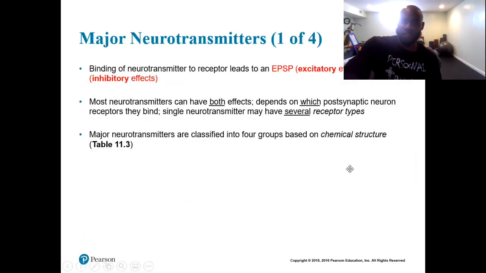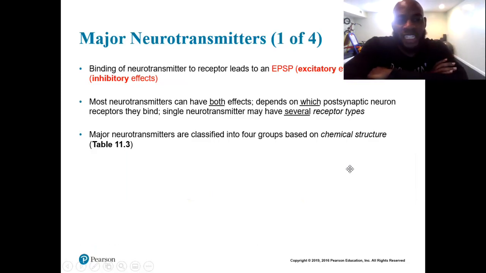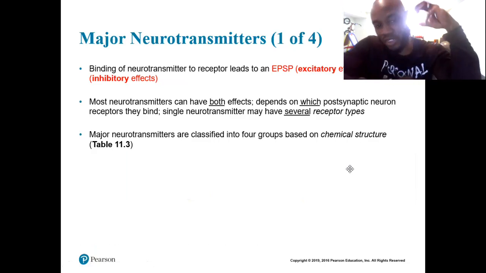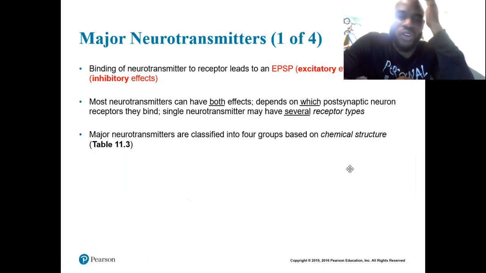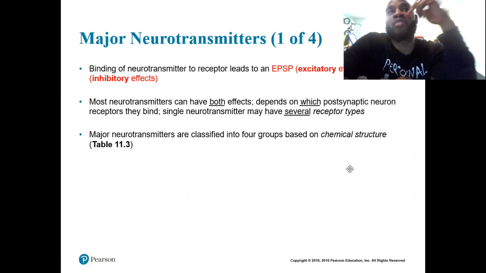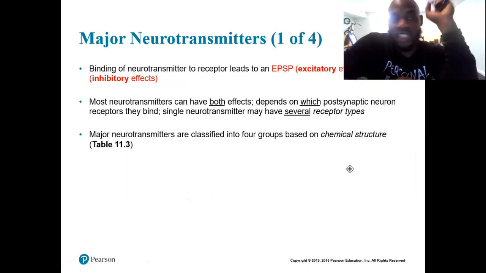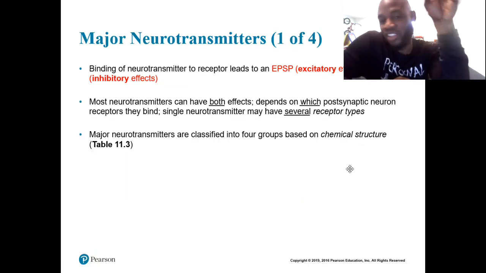Major neurotransmitters, all right? So we really want you to understand. So binding of neurotransmitter to receptor leads to an excitatory effect or an inhibitory effect. Excitatory effect, it's like a yes, basically. Inhibitory effect is like a no. So remember, a neuron is connected to multiple neurons, thousands. And so you can get like 600 yeses and 400 no's, and okay, we're going to continue to send this signal.